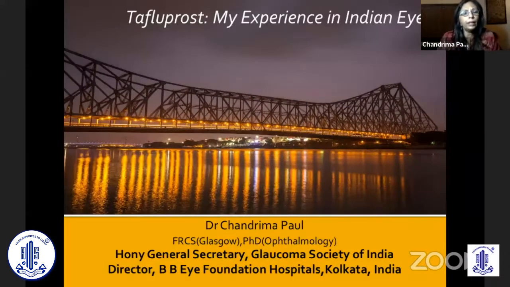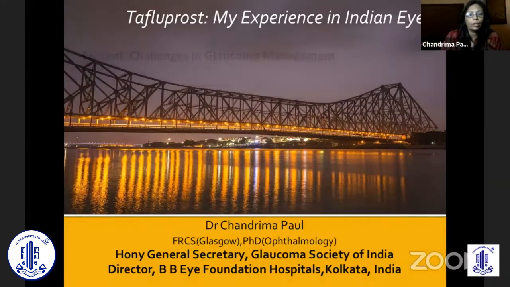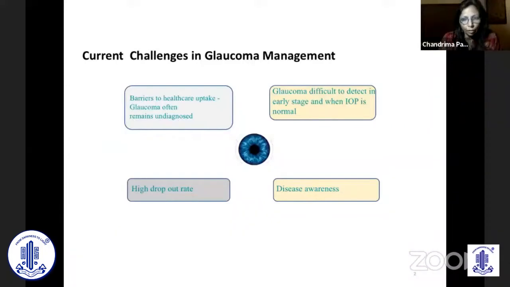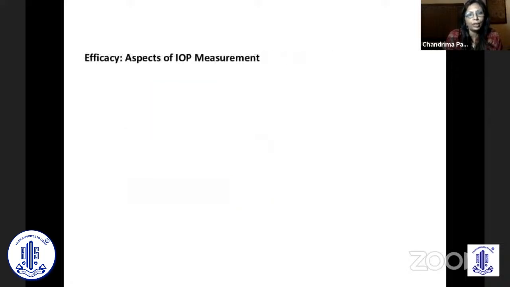And in the next few minutes, I would take you through tafluprost, my experience in the Indian eyes. So we've heard from my previous speakers the current challenges in glaucoma management, very well put forward by Dr. Shibal. There are barriers to health care uptake: glaucoma often remains undiagnosed, it's difficult to detect in early stages with IOP being normal, there's a high dropout rate, and there is a lack of disease awareness in the population.